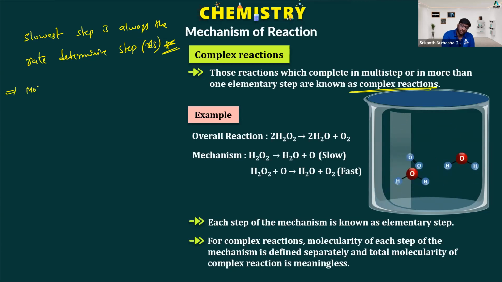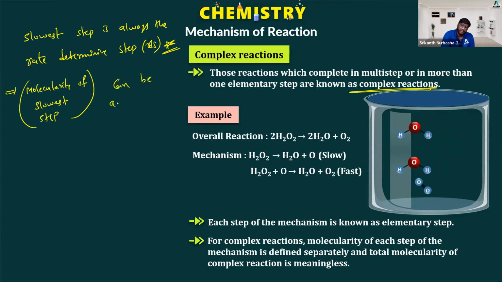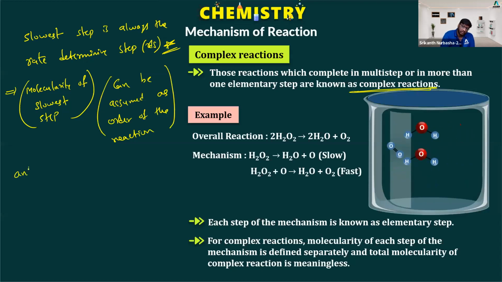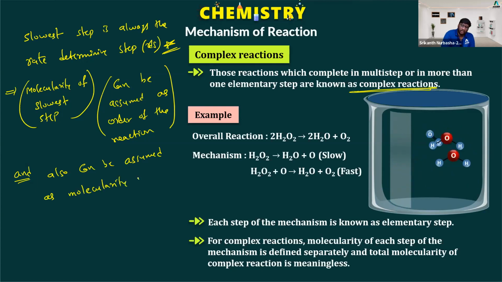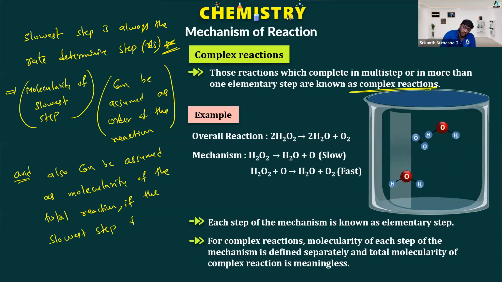Now, molecularity of the slowest step can be assumed as the order of the reaction, and also can be assumed as the molecularity of the total reaction, under one condition: if the slowest step does not have any intermediate. Understand this point.